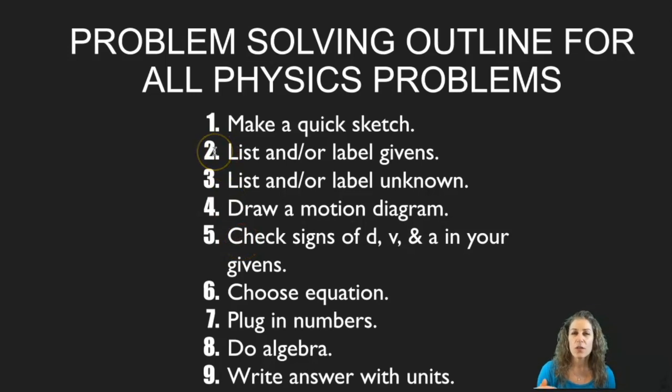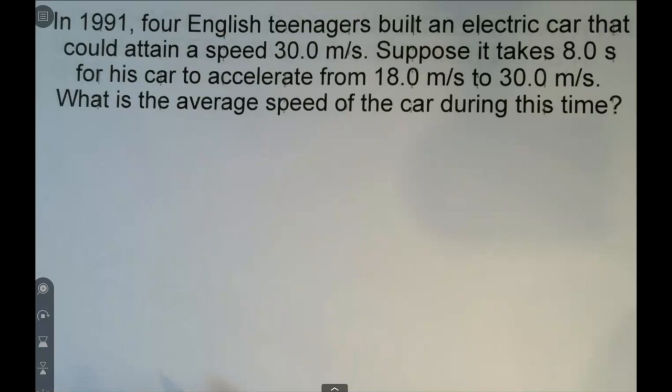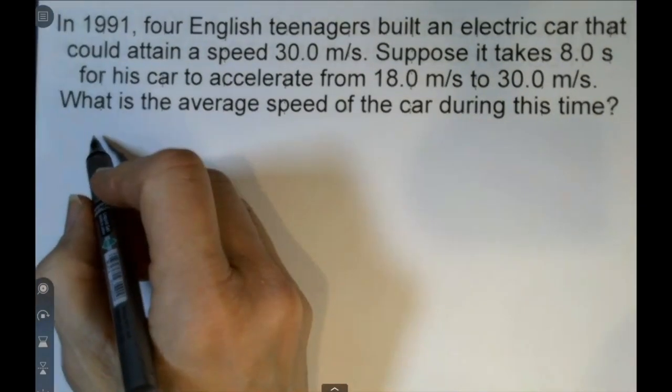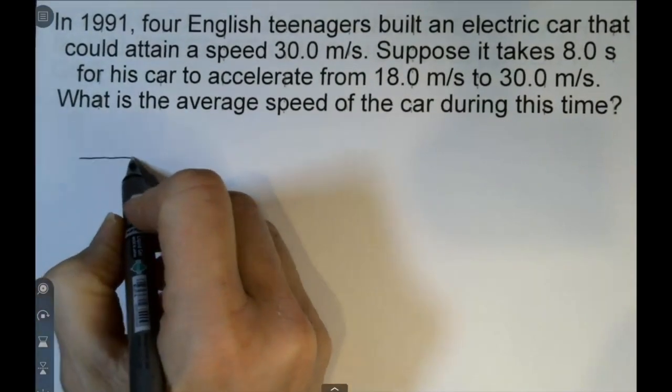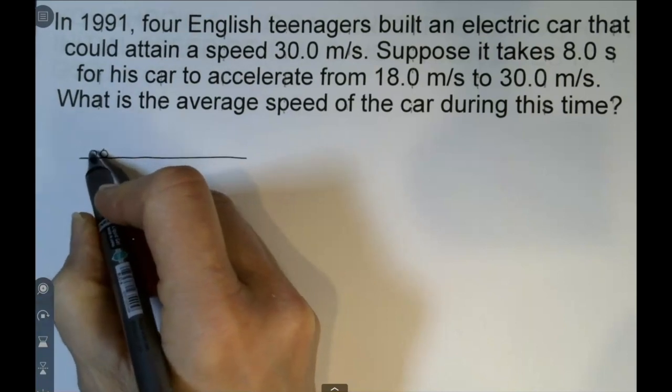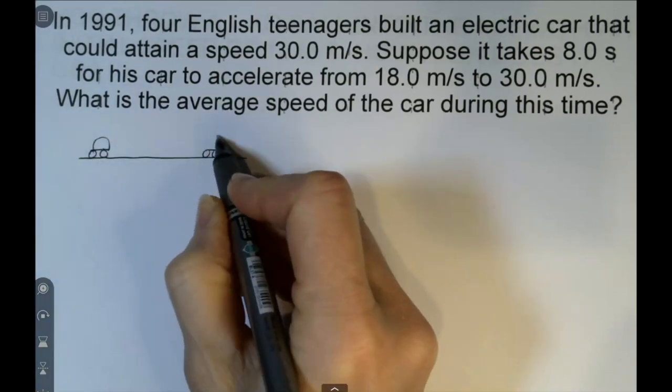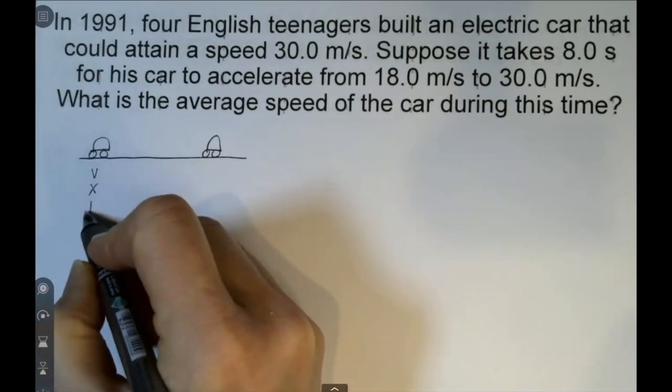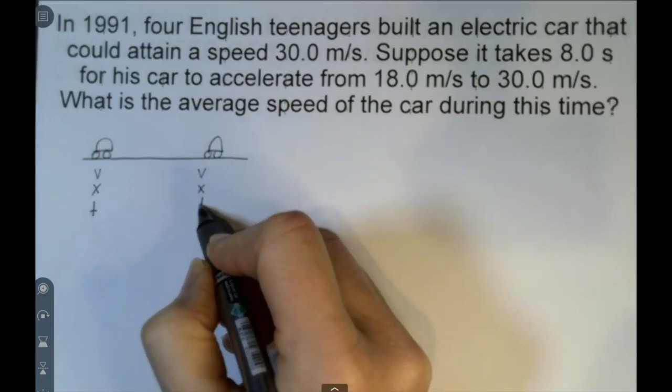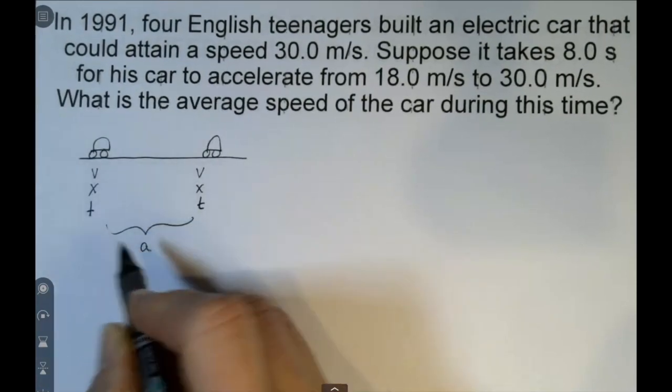What information you label will be different, and what equations you use will be different, but the setup of the problem is no different than in previous units that we've done. So let's go through the problem-solving process. First thing you have to do is draw a picture. We always label velocity, position, and time, and acceleration.